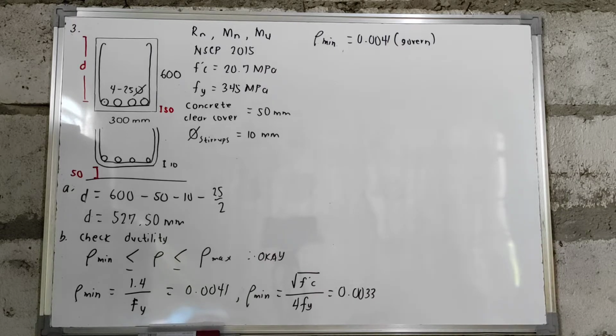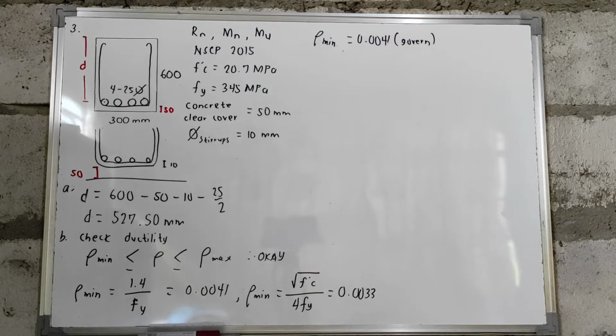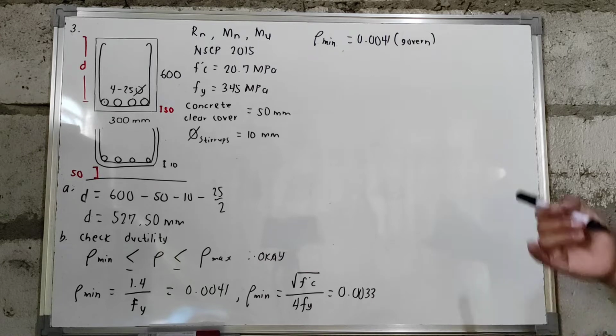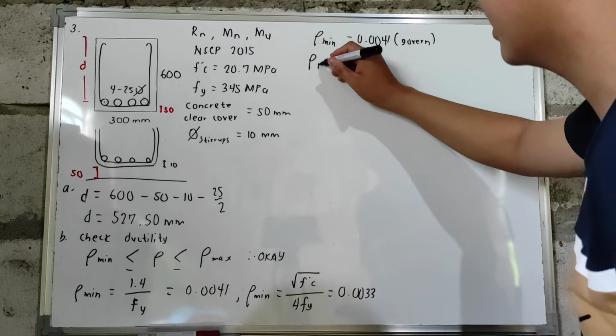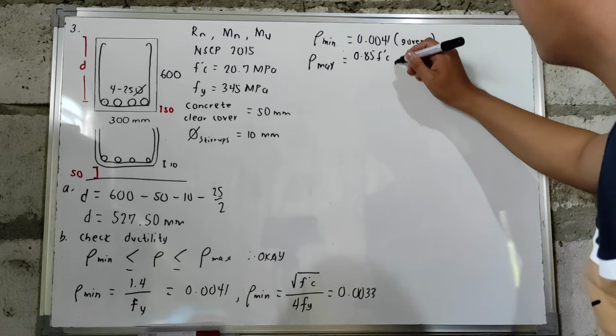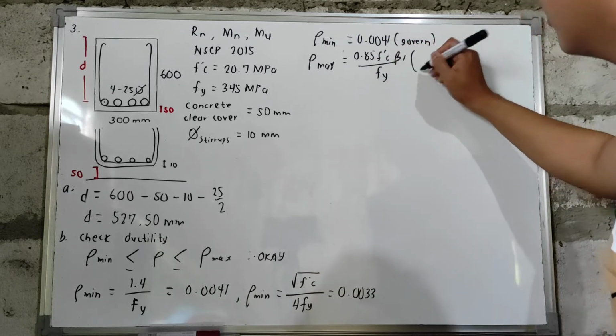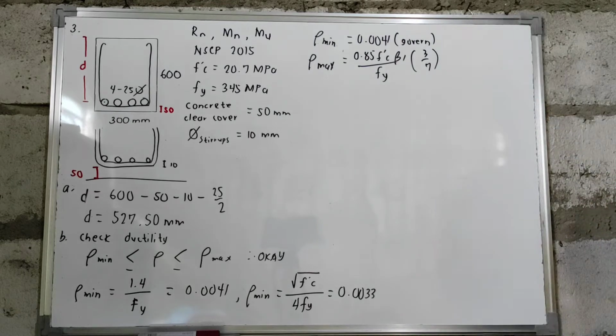Next naman, by NSCP 2015, since gagamitin natin is NSCP 2015. So, as a recap lang, no, kapag NSCP 2001, hahanapin mo muna si rho balance para makuha natin si rho max. Kaso nga lang, sa NSCP 2015, meron na tayong formula for rho max agad. So, which is equal to 0.85 f'c beta over fy multiplied by 3 over 7. So, eto using NSCP 2015. Ngayon, yung problema lang dito, what is the value of your beta?